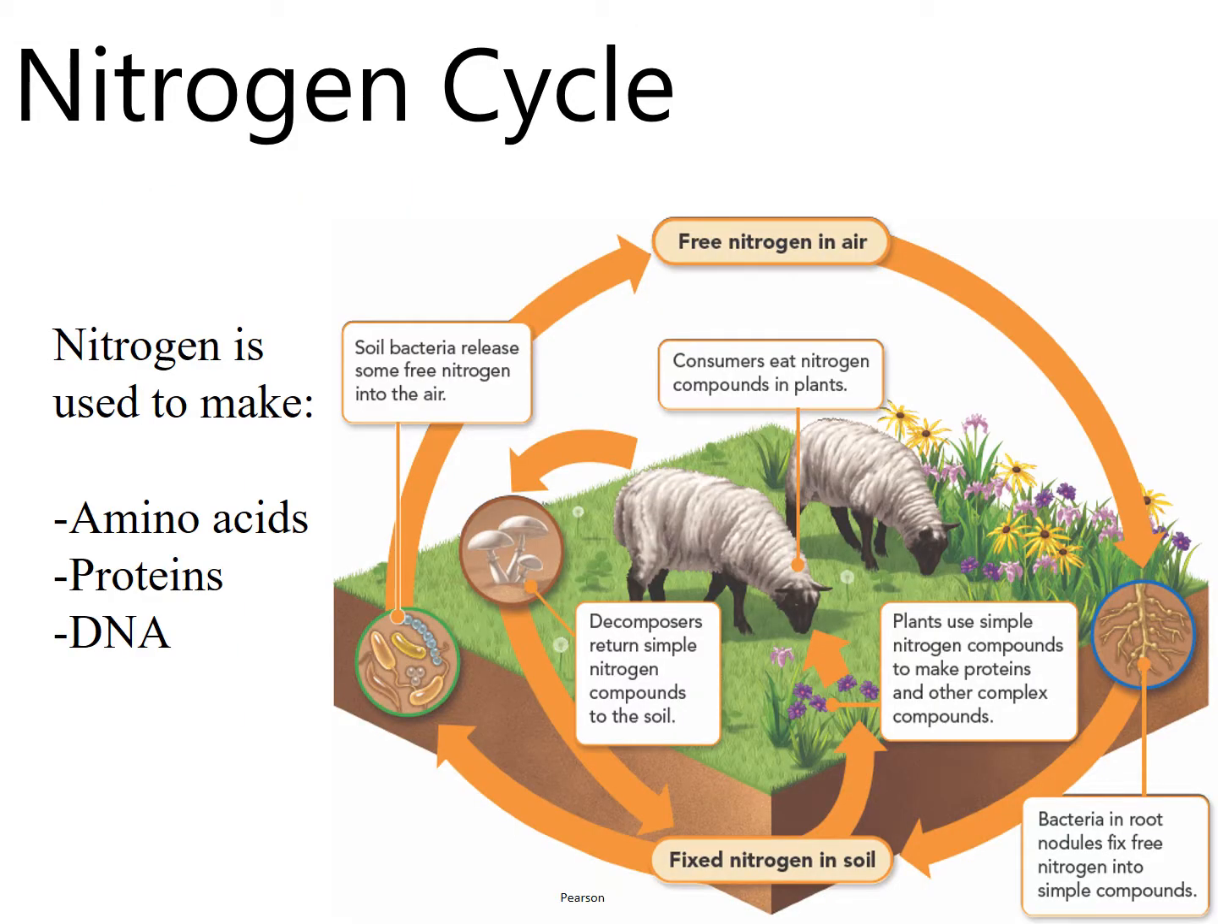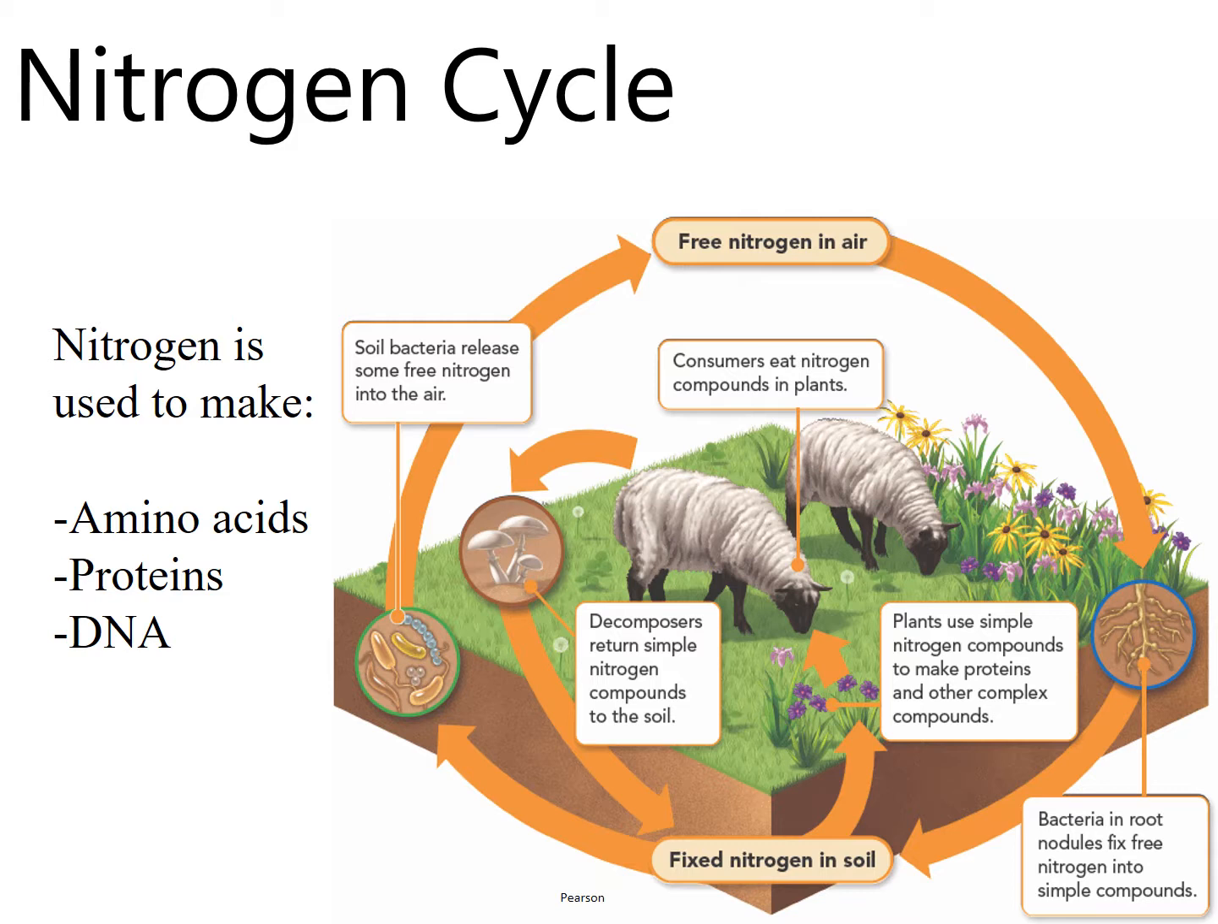So here's our diagram of a nitrogen cycle. Nitrogen is actually used to make amino acids, which are used to make proteins, and it's also used to make DNA. So if you don't have the right kind of nitrogen, or enough of it, you can't grow.